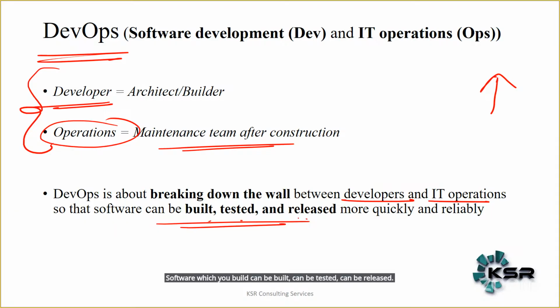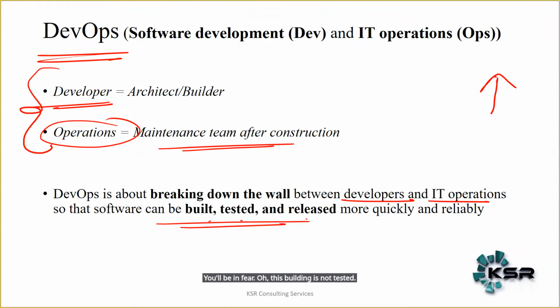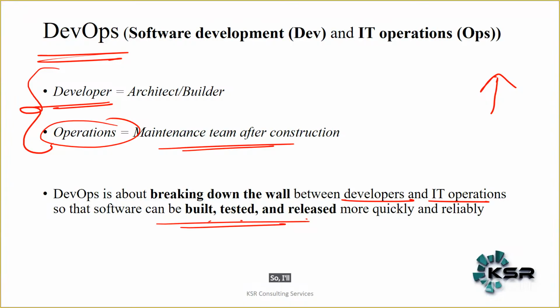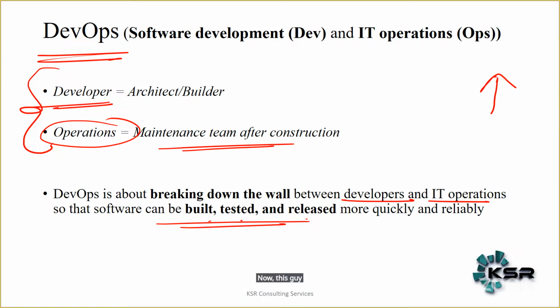You're building a pipeline, you're building a house. Without doing the test, if I ask someone to come and live there, who will live? You will be in fear. Oh, this building is not tested. This quality, I don't know what quality. What if the house collapses? You'll have all that. So I'll give a written proof. Okay, this is a proof. This is certified. This house has everything tested, and that certification these guys will give. Now these guys work on process.